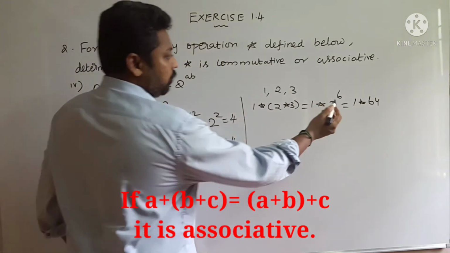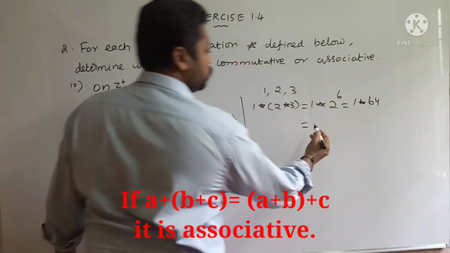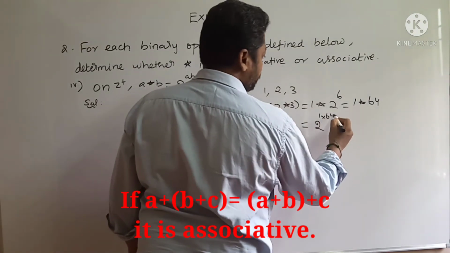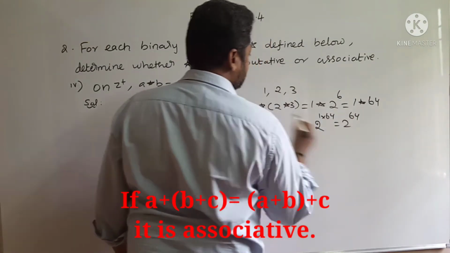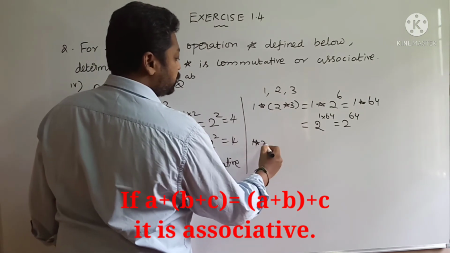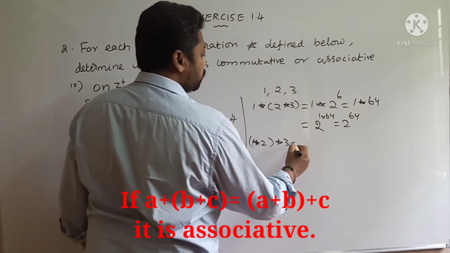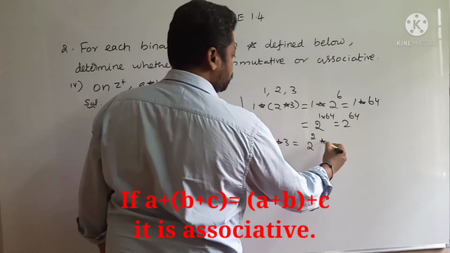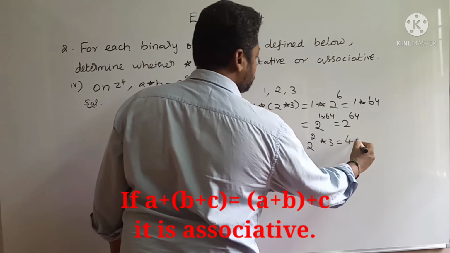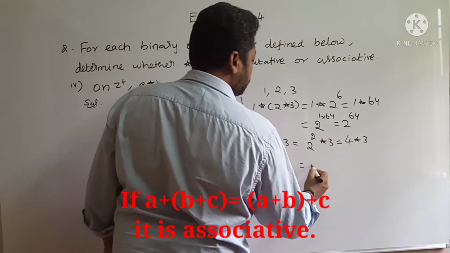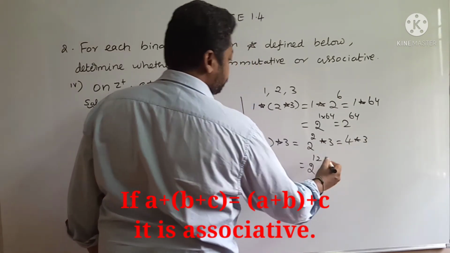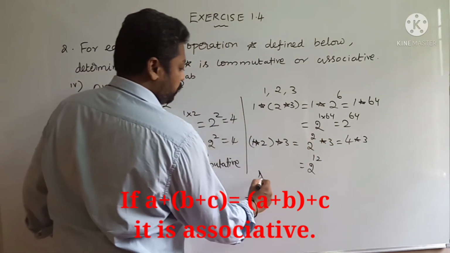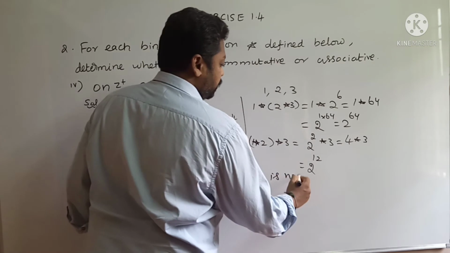Now what is 1 star 64? It is 2 to the power a into b, 1 into 64, that is equal to 2 power 64. Now we will perform 1 star (2 star 3). What is 2 star 3? 2 power 2 into 3, so 1 star 6? Sorry: 1 star 2 is 2 power 1 into 2, that is 4, then 4 star 3 is equal to 2 power 4 into 3, that is 2 power 12. So both have different values, therefore star is not associative.